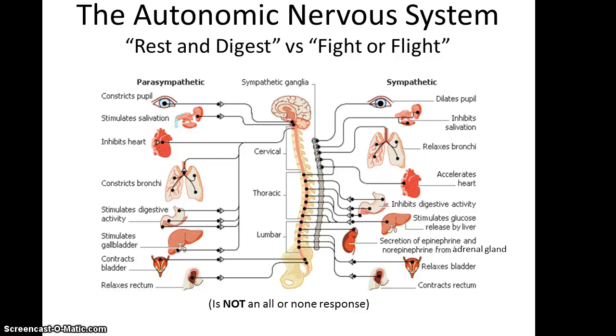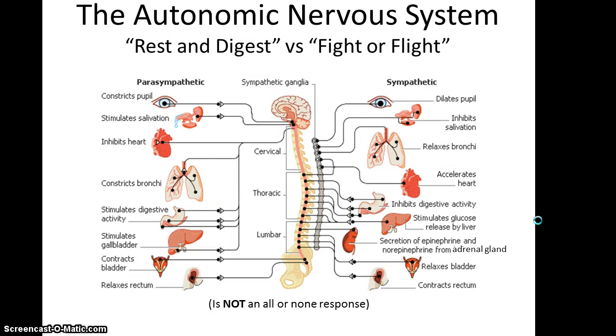So some possibilities. The parasympathetic division can lead to responses such as contracting pupils, inhibiting heart rate, constricting the bronchi, stimulating the gallbladder and the stomach, and contracting the bladder, so now that you're relaxed and feel safe, you can go to the bathroom. The sympathetic division includes things like dilating the pupil for fight or flight, inhibiting salivation, relaxing the bronchi, accelerating the heart, stimulating release of glucose by the liver, stimulating secretion of adrenaline from the adrenal glands, and basically relaxing the bladder and contracting the rectum.